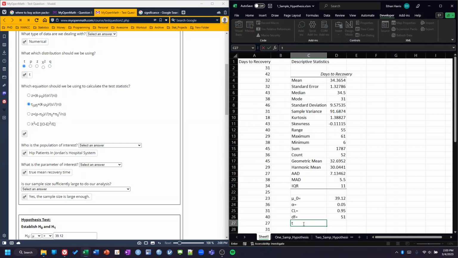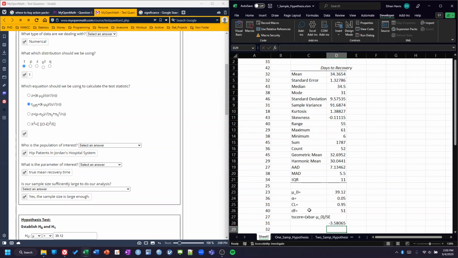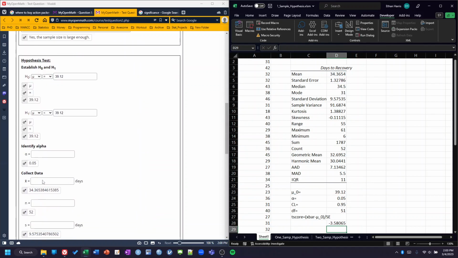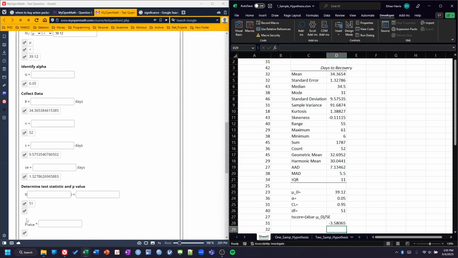So I know that my t, or my t-score, call it my t-score, is equal to x bar minus mu naught divided by the standard error. And we can do that. That's not too bad. Say equals x bar, that's our sample mean, minus mu naught, our hypothesized mean, and we're going to divide by the standard error. That provides us our t-score. So we have our t-score here. Let's go down, we'll look at it. It's negative 3.5.